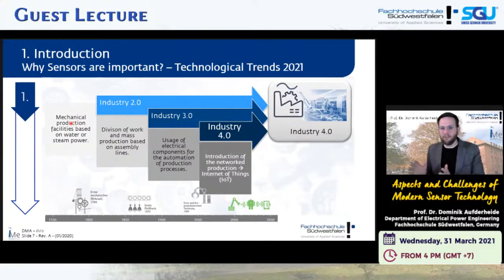And what Industry 4.0 means is that we will create a networked production, in the sense that we have different autonomous machines which communicate with each other in order to realize things like predictive maintenance, things like a self-optimized production chain. This is often referred to with the term Internet of Things, which means that at this moment, it's mostly still humans who are interacting and communicating via the internet, just as I am doing in this very moment together with you.